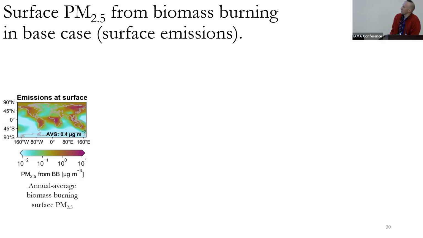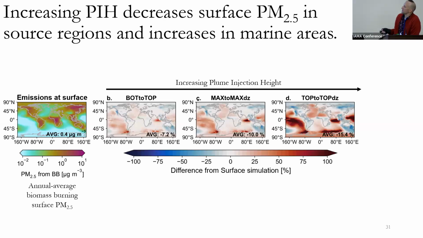This is where the emissions are just at the surface. Now when we consider plume injection height, this is our case where we use the GFAS injection heights, and then we're shifting up and shifting up again. This is the percent difference in the surface smoke PM 2.5 relative to this case. What you see happening is in the source regions, you can see it most strongly here, and all the places where there is smoke, if we increase the plume injection height, of course, we're going to reduce the surface smoke in those locations.